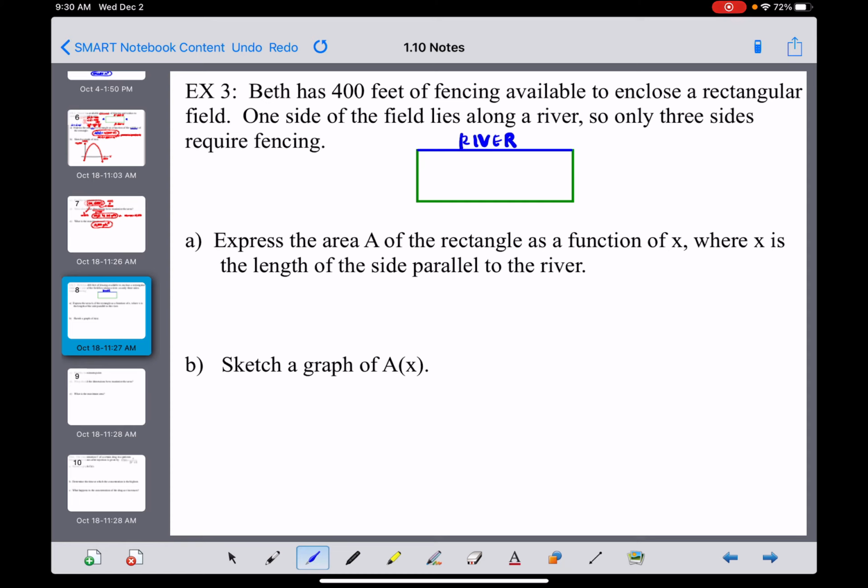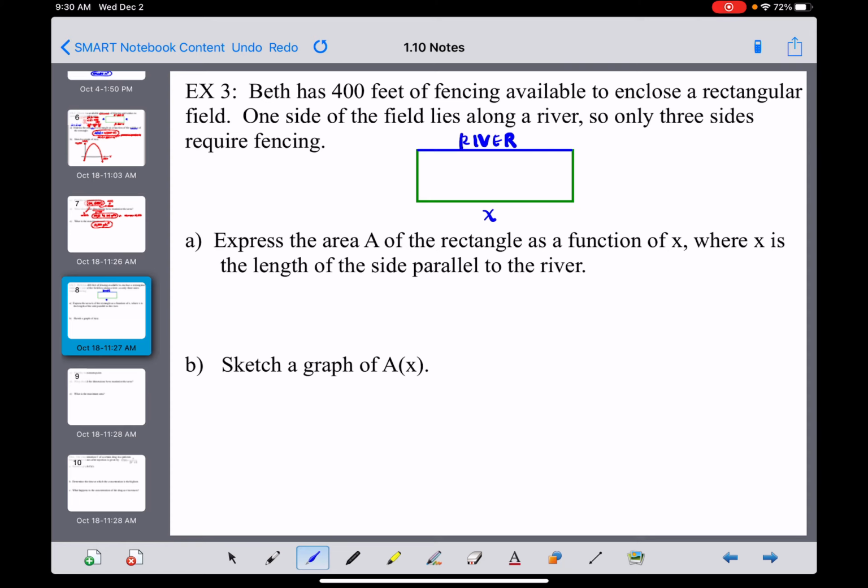So I want to express area of the rectangle as a function of x, so that we're only worried about the 3 sides with the 400 feet of fencing. And it says where x is the length of the side parallel to the river. You can do it the other way. This is the easier way to do it, in my opinion.